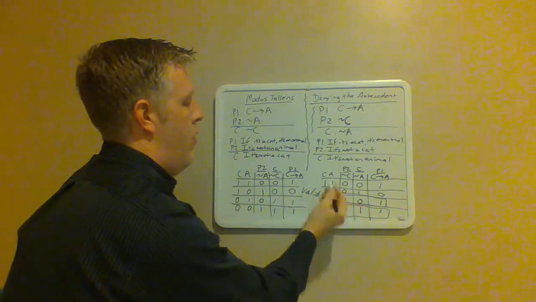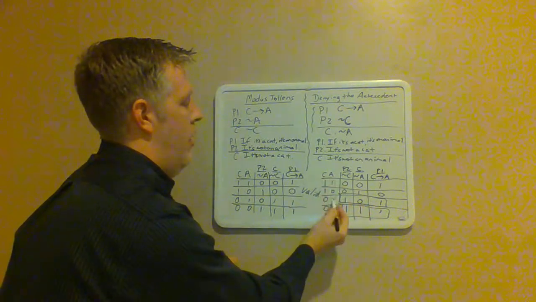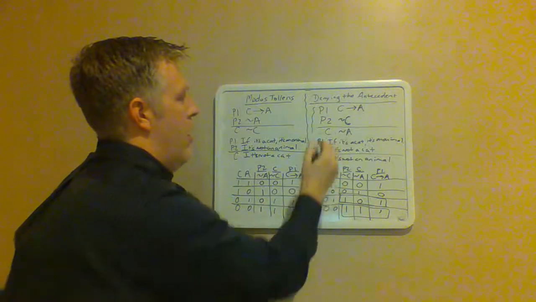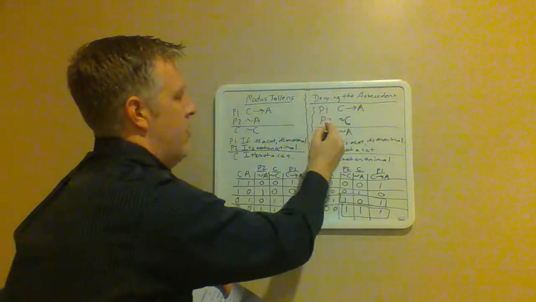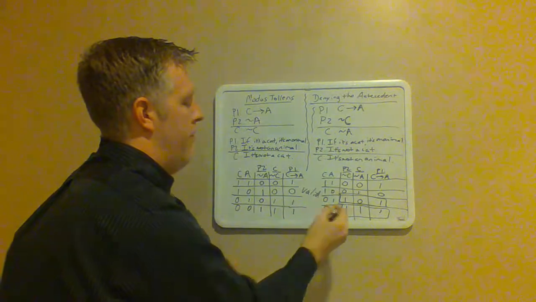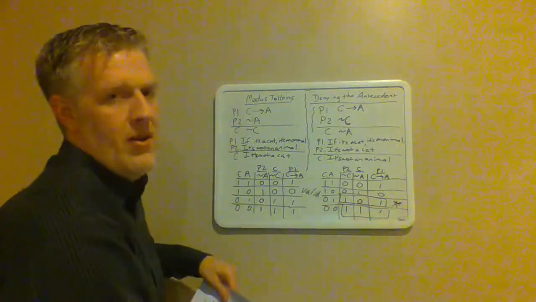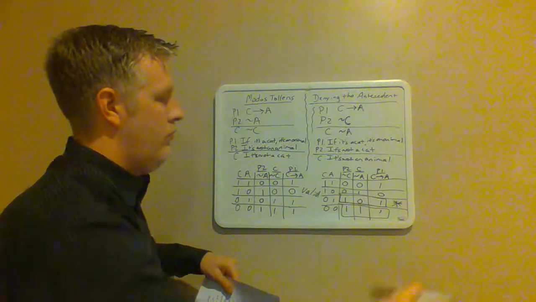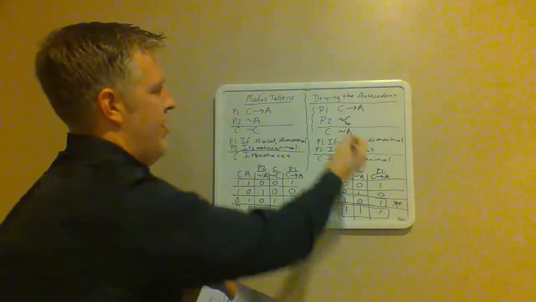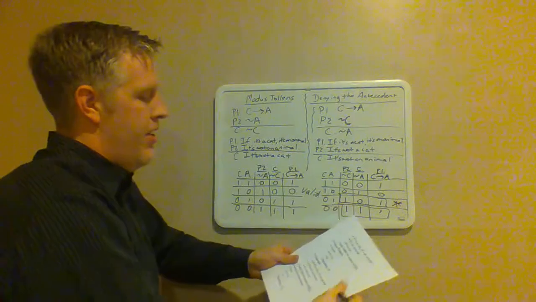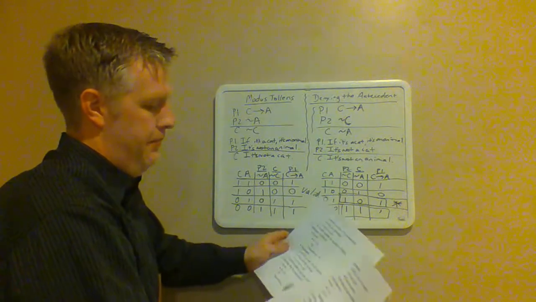The third row where C is false and A is true, when we substitute those truth values, we'll get both premises true and the conclusion will turn out to be false. So this third row suggests that the argument is invalid. Which makes sense again because, like I said, denying the antecedent is always invalid.